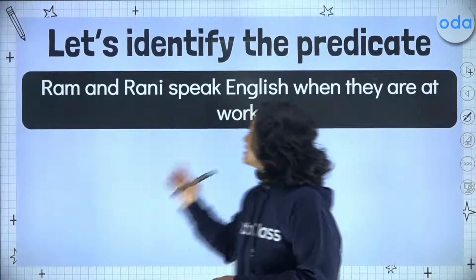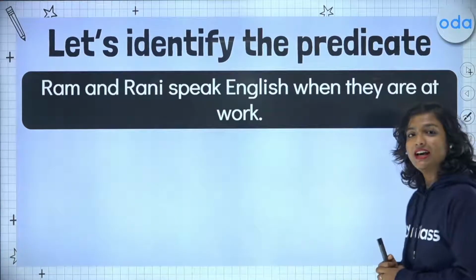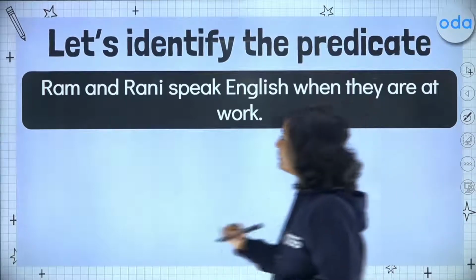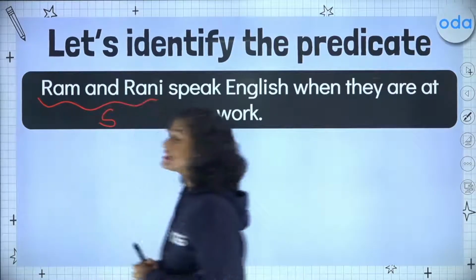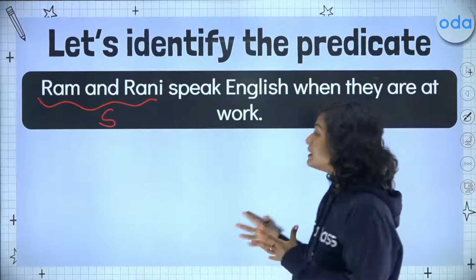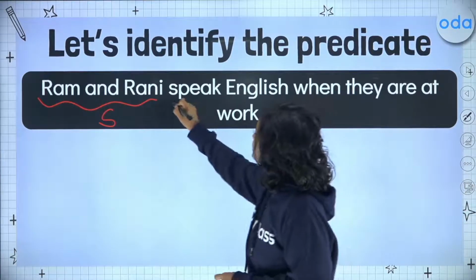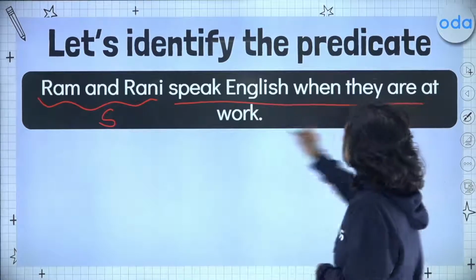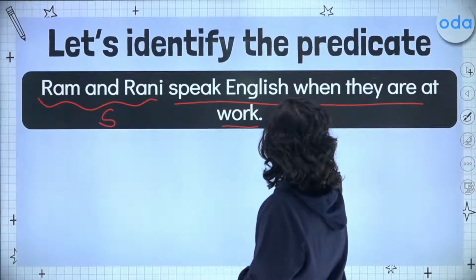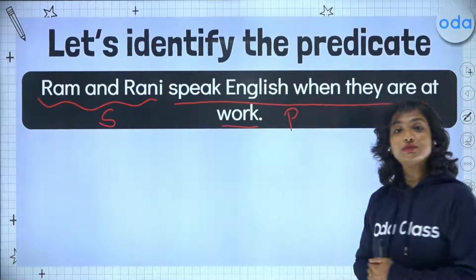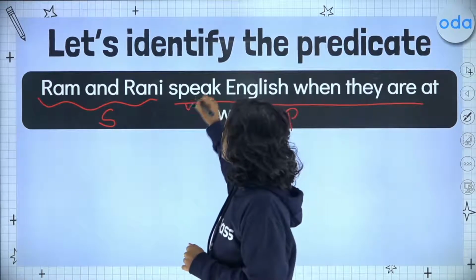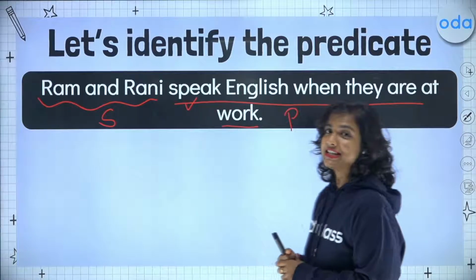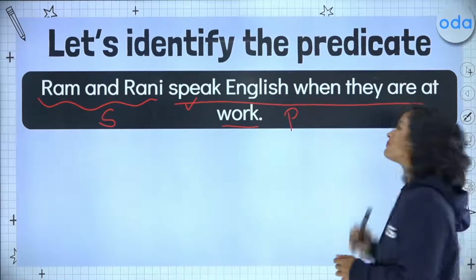Ram and Rani speak English when they are at work. So we already have our subject, which is Ram and Rani, correct? That is the people who are performing this action. The rest of the sentence, speak English when they are at work. All of this is going to be our predicate. And students, if you notice, it starts with the first verb in the sentence, which is speak.